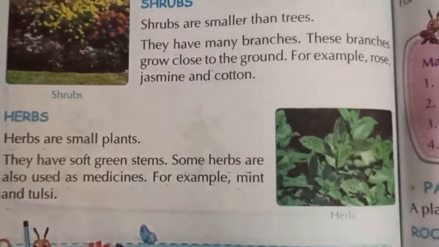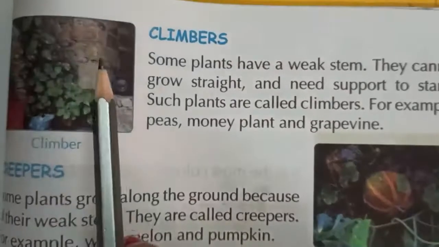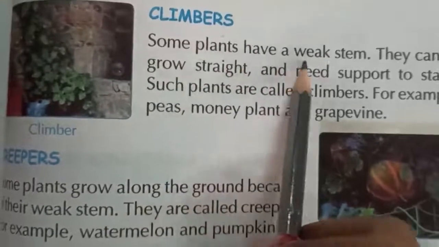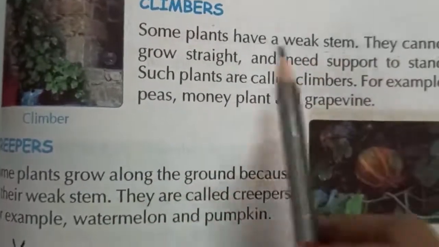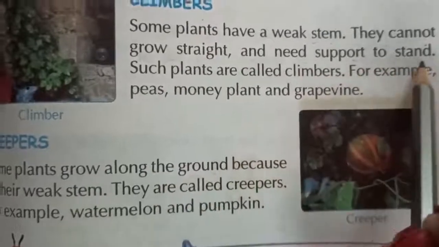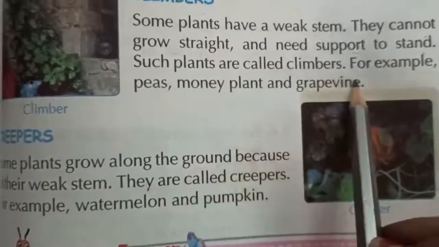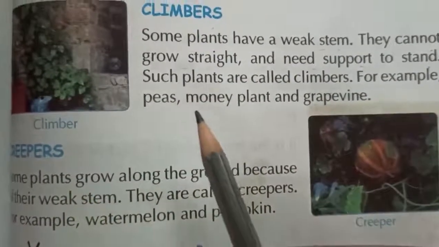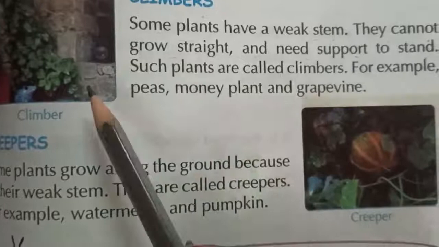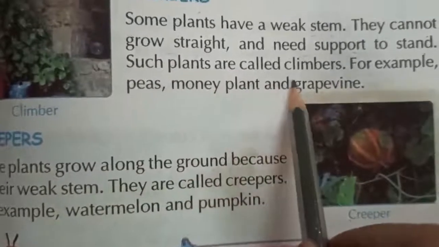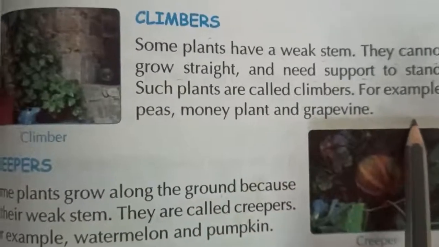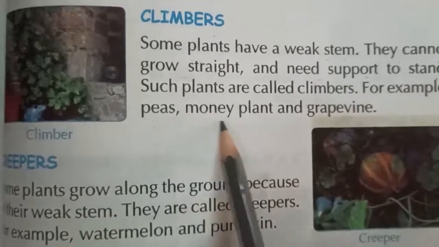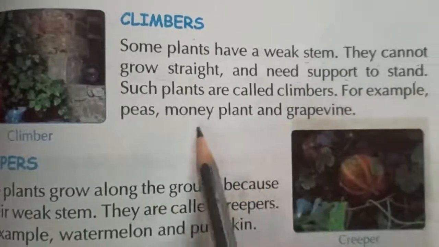Now, see our next type of plants. After herbs, the next type of plant is climber. Some plants have weak stems. They cannot grow straight and need support to stand. Such plants are called climbers. So, some plants have weak stems, so they cannot stand alone. They need support to grow. Those plants are called climbers. For example, peas, money plant and grapevine. So, these are examples of climbers.